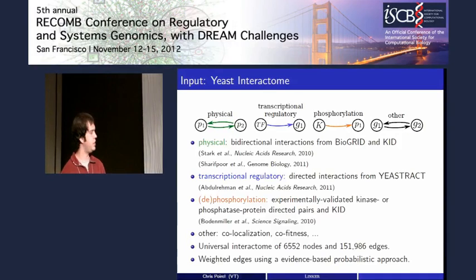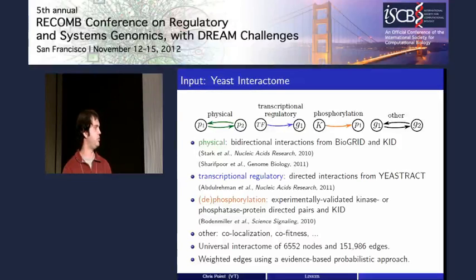After we've computed this network, we use a probabilistic weighting scheme to get edge confidence scores for this. I'm not going to go into the details of this, but it's a pretty straightforward approach. Basically, the higher the probability on this edge, the more we believe it's a true interaction.